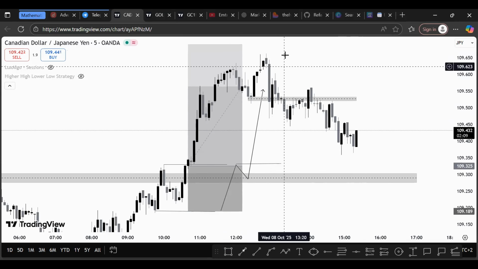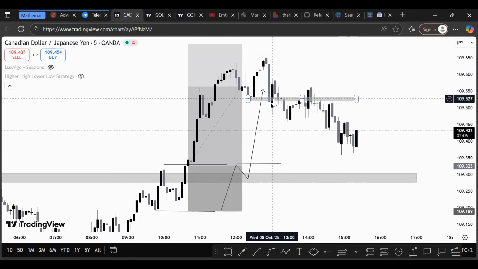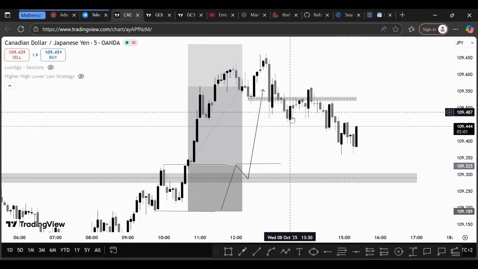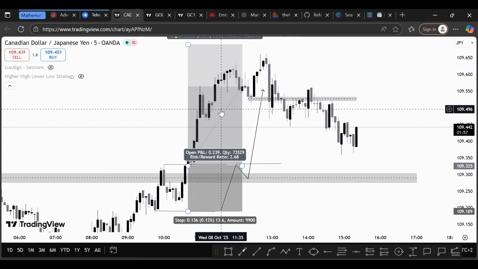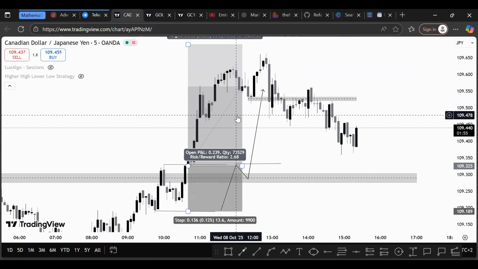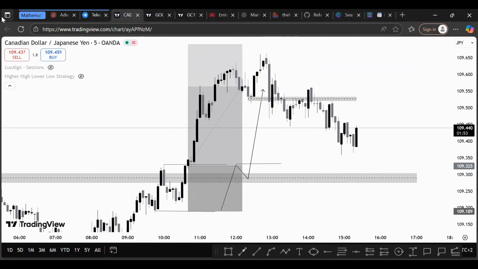If it went to create that higher high, then it would have kept holding. But it then created a lower low and then created a lower high and then started to move to the downside. That's when I sent that message into the group to say, look, price is starting to create those lower lows and lower highs.